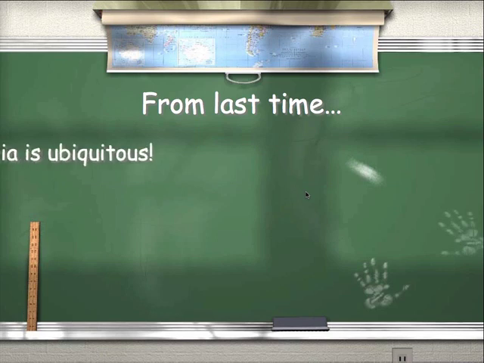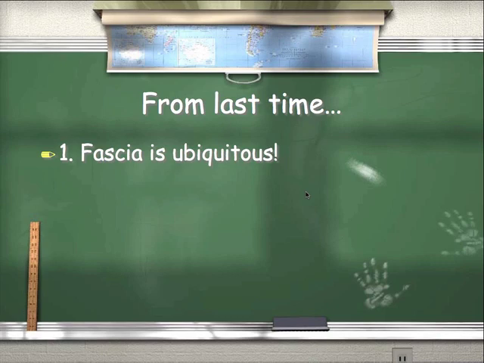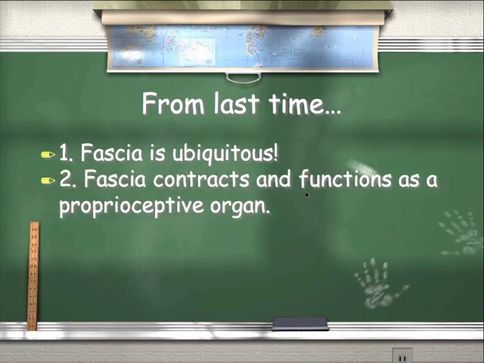From last time, we found out fascia is ubiquitous, meaning it's everywhere and it invests itself in all our structures, making an integrated system between neurovascular, myofascial, the ligamentous and joint capsules, even investing itself into the viscera of the abdominal and pelvic regions. Fascia contracts. It has contractile properties, and it functions as a proprioceptive organ. So therefore, it's important, and maybe one of the most important structures in providing feedback to the central nervous system about the position of the body.